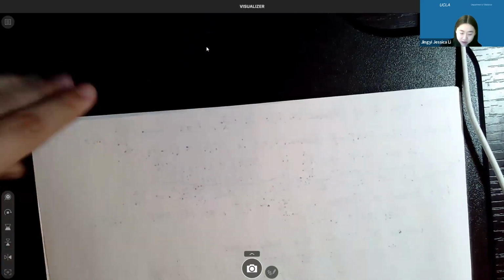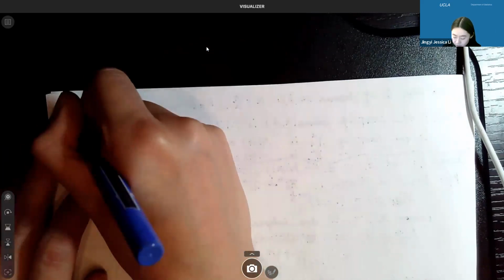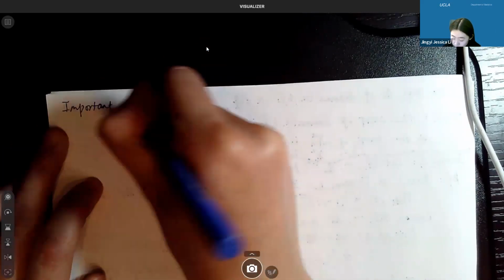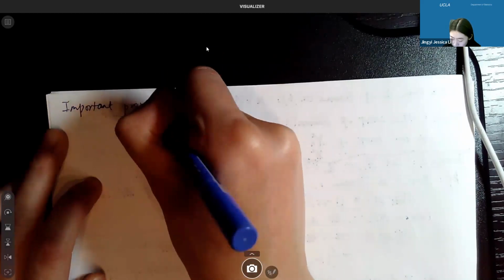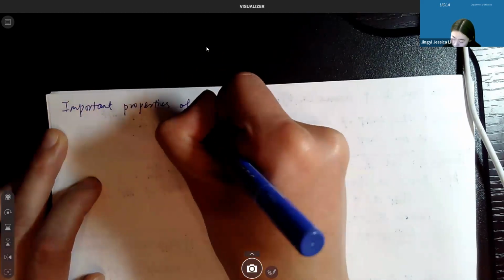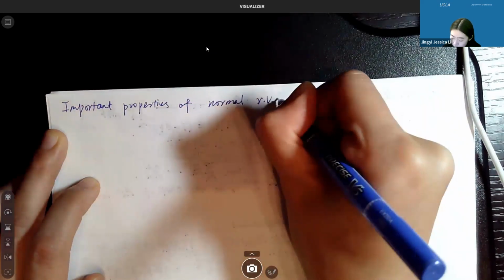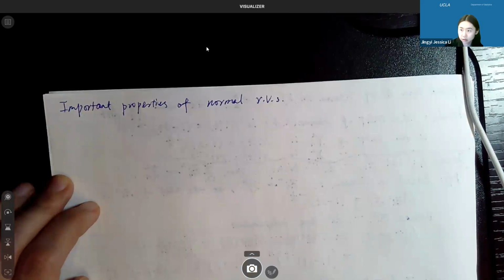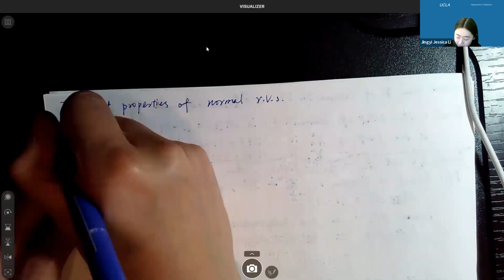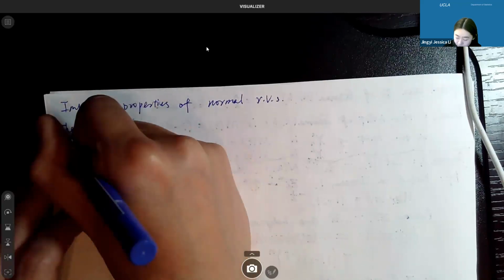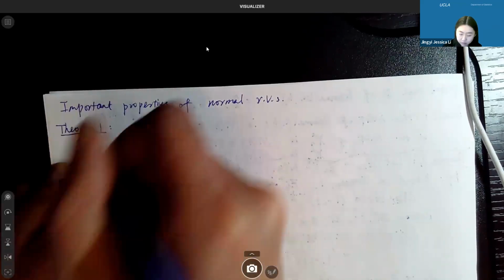So this new topic, let me say, is about important properties of normal random variables. So all the following will be based on normal random variables. And now I'm going to restart the numbering of the theorems, because this is a new topic.